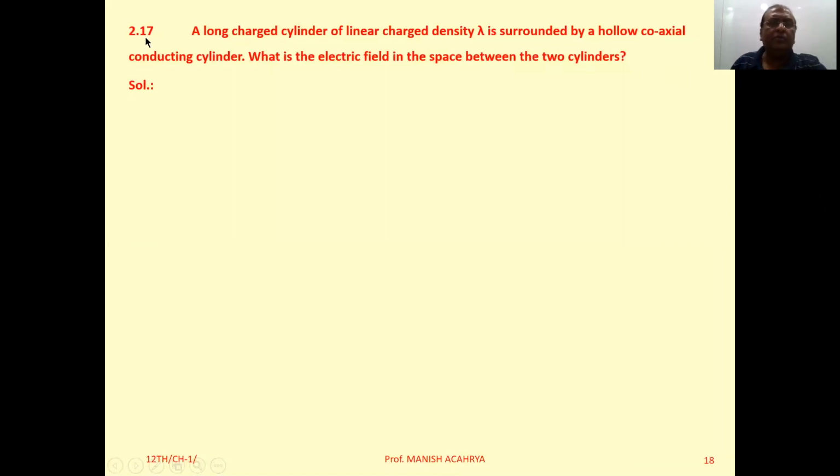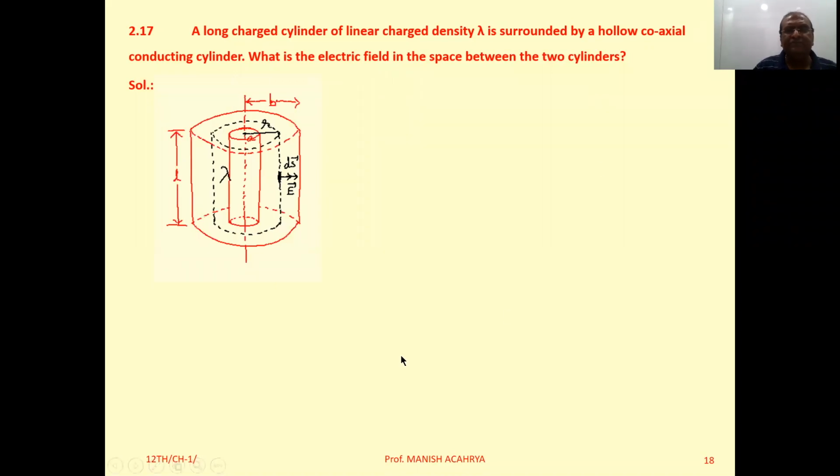Next example 2.17. A long charged cylinder of linear charge density lambda is surrounded by a hollow coaxial conducting cylinder. What is the electric field in the space between the two cylinders? Now see here, a long charged cylinder of linear charge density lambda is surrounded by a hollow coaxial conducting cylinder.